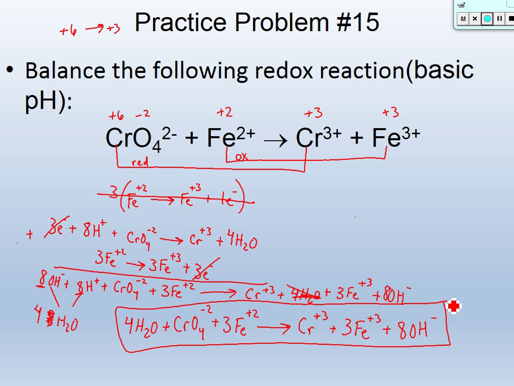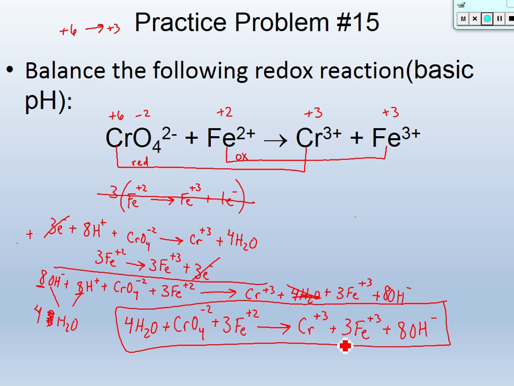Now I believe that is our answer, but how do I make sure? Well, let's balance it. How many hydrogens? 8. How many hydrogens? 8. How many oxygens? 4 plus 4 is what, guys? 8. And how many oxygens over here? 8. How many chromiums? 1 and 1. How many irons? 3 and 3. So in terms of the number of atoms, we're balanced.